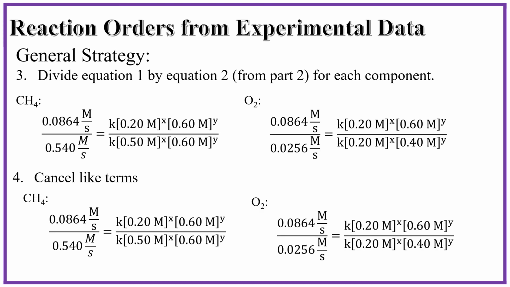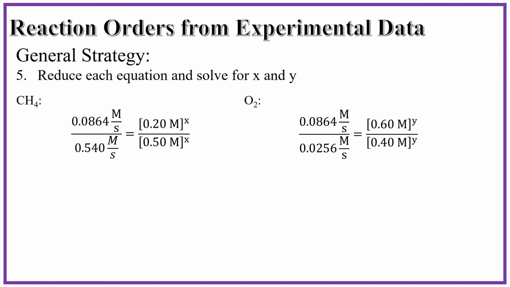Step 4 is to cancel like terms. For both equations, k over k cancels. For the methane, we can cancel 0.6 molar to the y power because it is in both the numerator and the denominator. For oxygen, we can cancel 0.2 molar raised to the x power for the same reason.